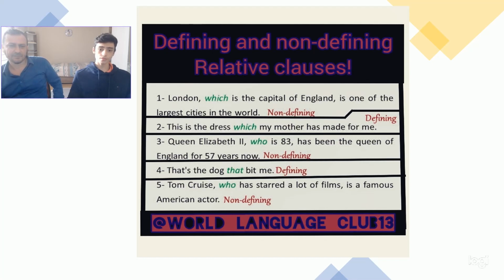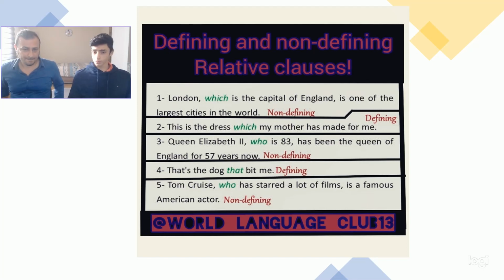Okay, second example. This is the dress which my mother has made for me. This is defining, as you see. Why is it defining? Because there is no comma, and there is no extra information. If there is extra information, you should put the comma. Next one.